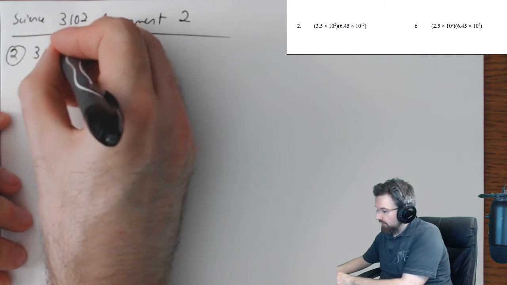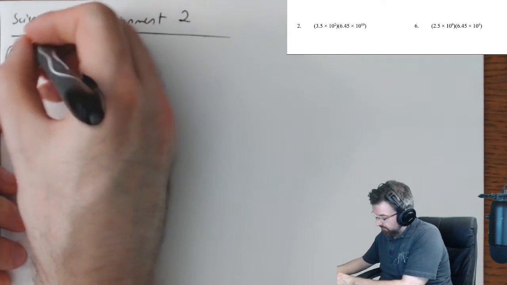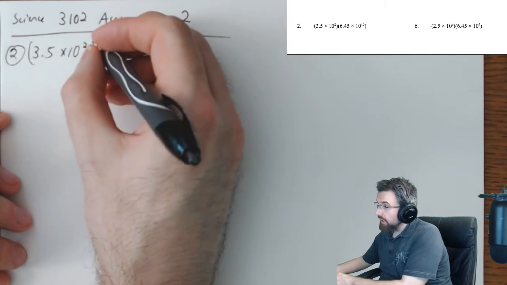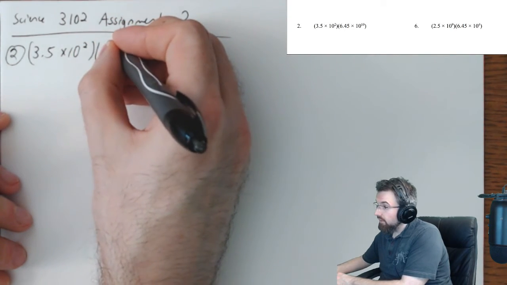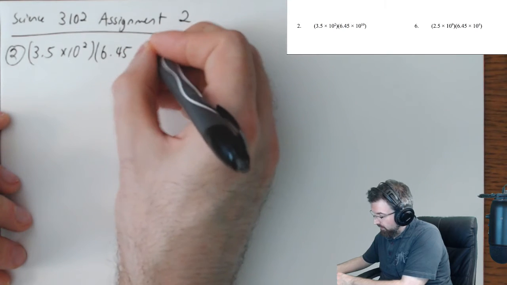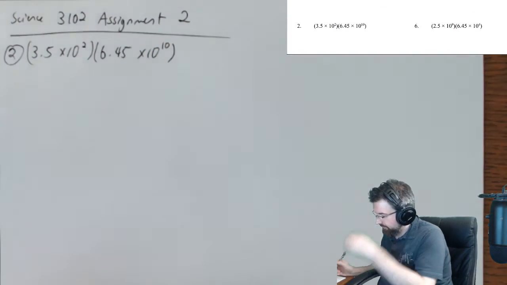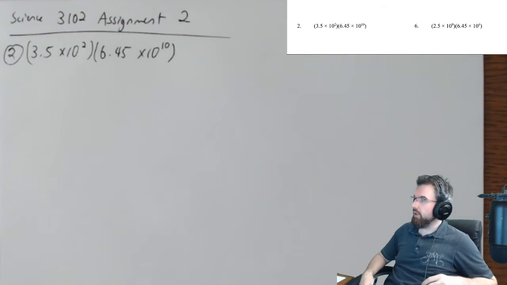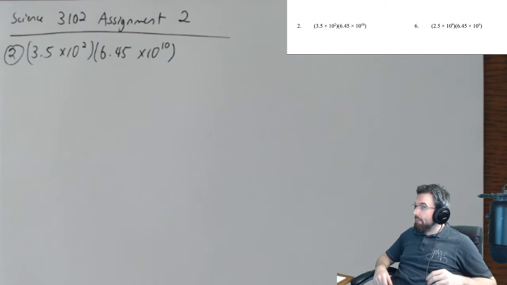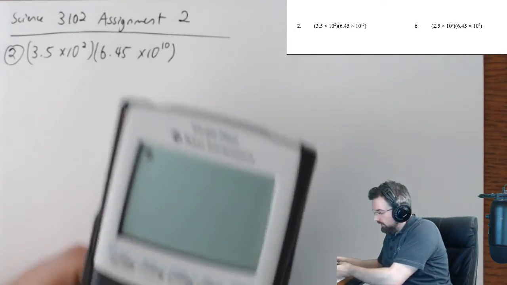(3.5) times 10 to the 2 multiplied by 6.45 times 10 to the 10. Now you can just bring up your calculator and plug these straight in, and your calculator will give you a very nice, mostly accurate answer.